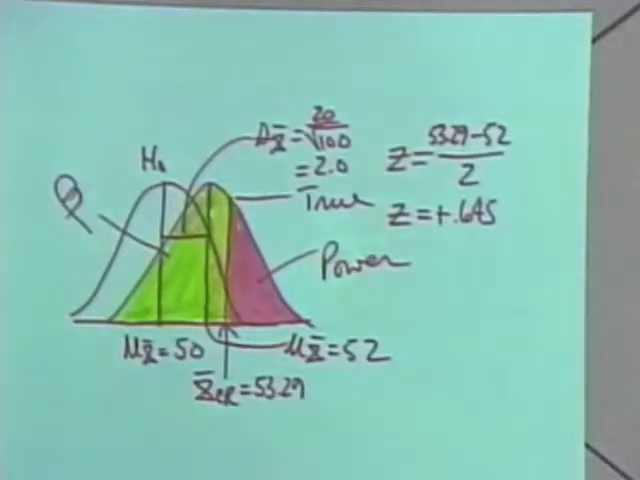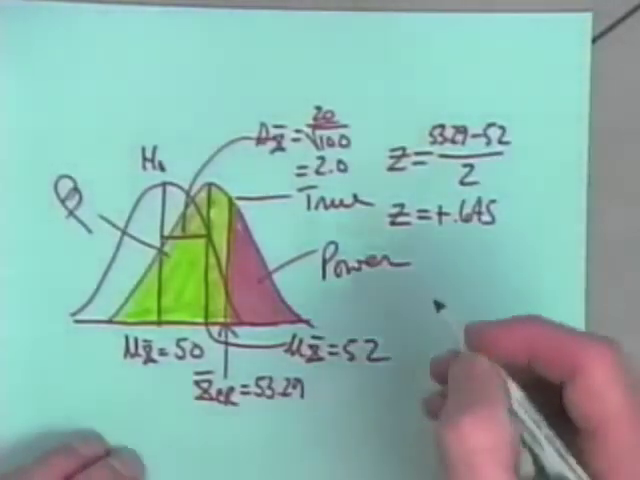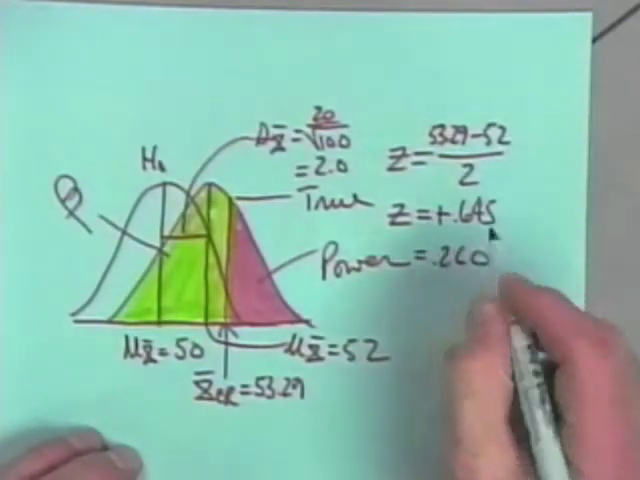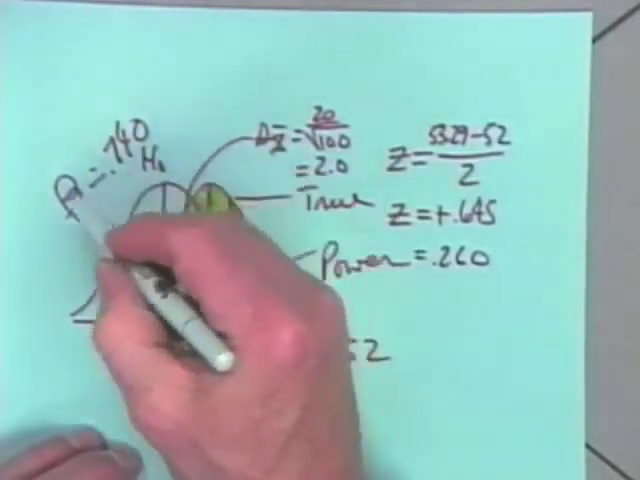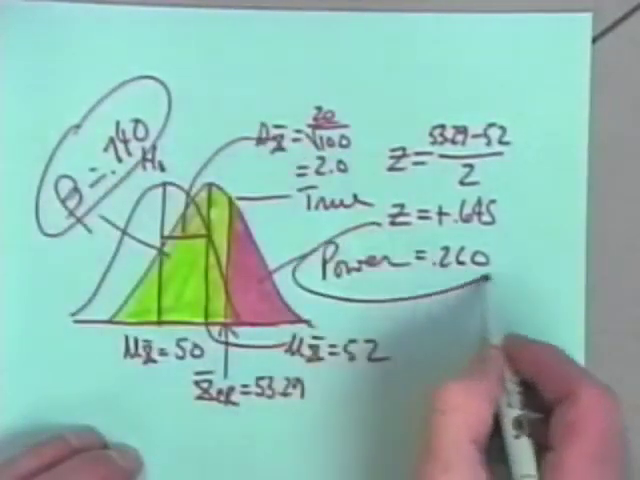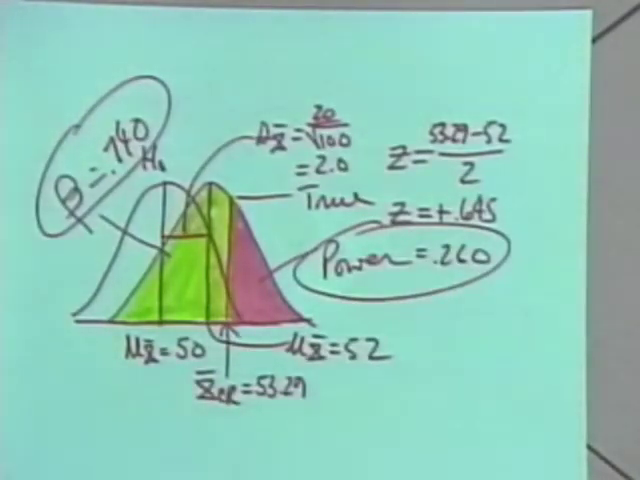If we go to the table and look for a z-score of 0.64 and look for the smaller area, that's going to be the area associated with power. And then the larger area, the green area that's up there, will be associated with beta. And those two must add up to 1. So power is equal to 0.260. Beta is equal to 0.740. And those two do add up to 1.